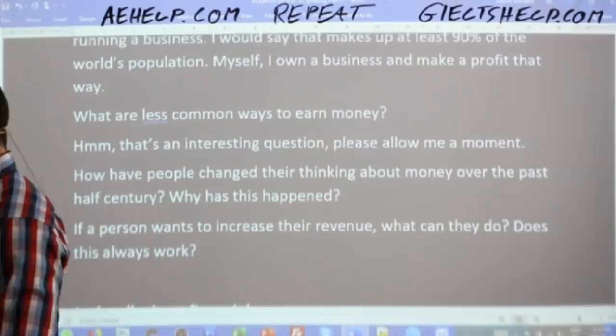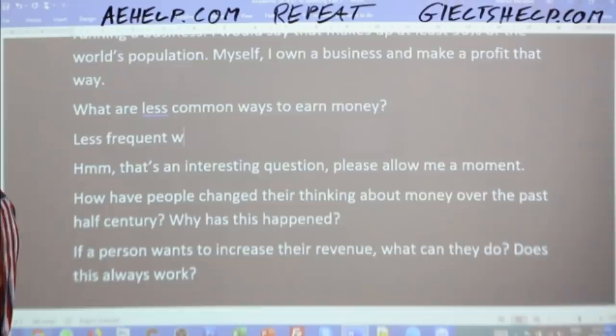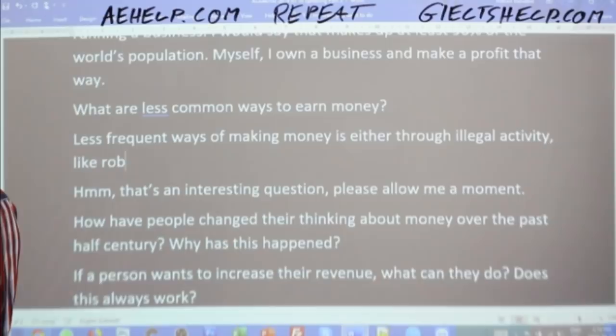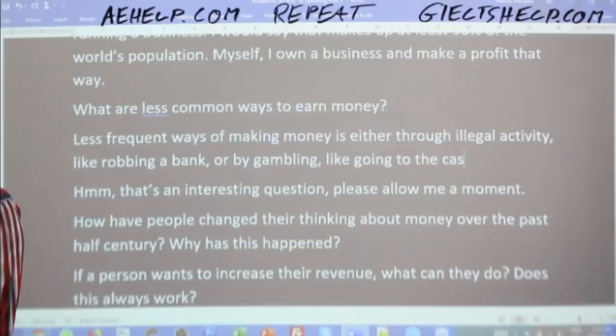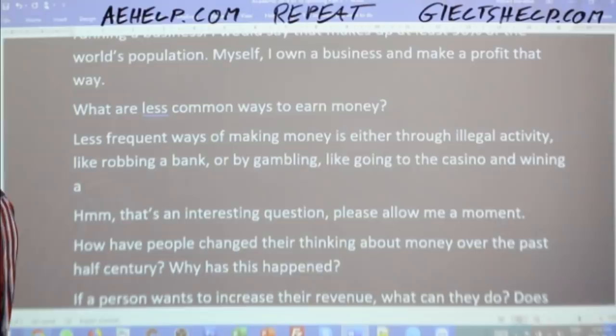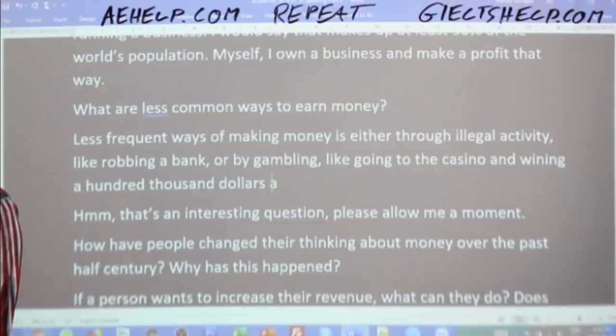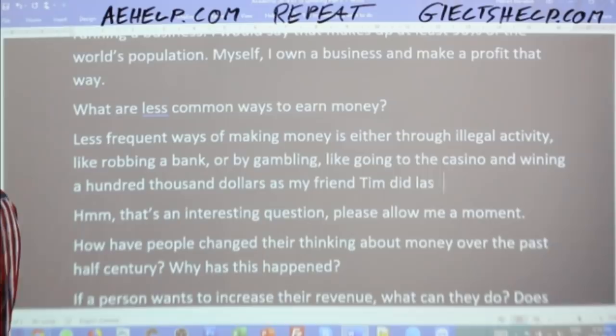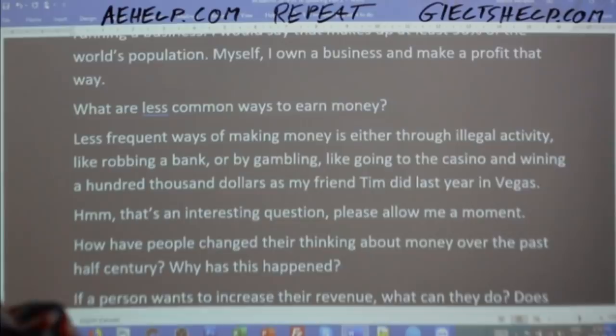So here's an answer. You can repeat after me. Less frequent ways of making money is either through illegal activity, like robbing a bank, or by gambling, like going to the casino and winning $100,000, as my friend Tim did last year in Vegas. Okay, there you go. I'll darken the screen up so you can see that a little bit more clearly. There we go. So that would be a good answer.